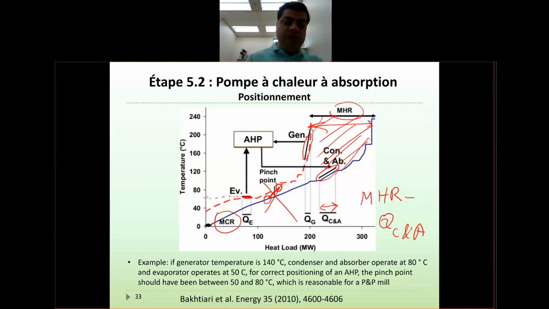And also from another point of view, since some of the hot streams were cooled by QE here, the cooling water, for example, that you need from the utility is going to be less, because already you heated up some of the streams by the evaporator of the heat pump. So this is the way that you can apply a heat pump.